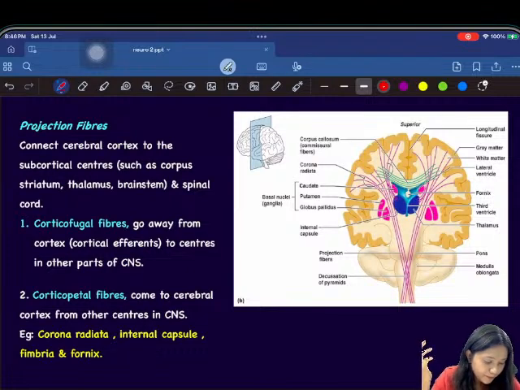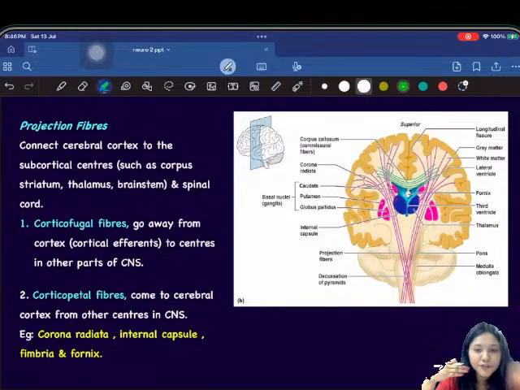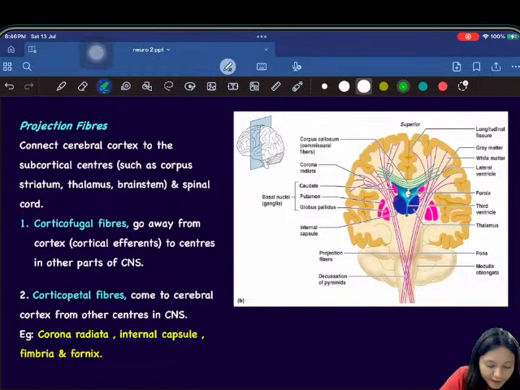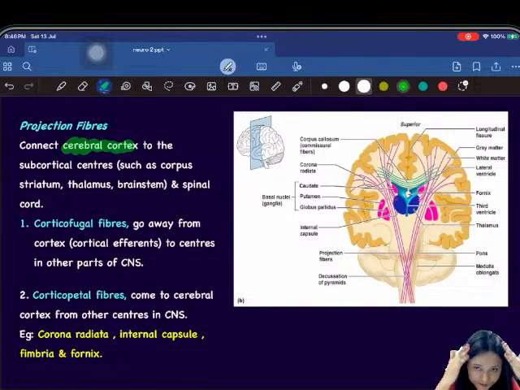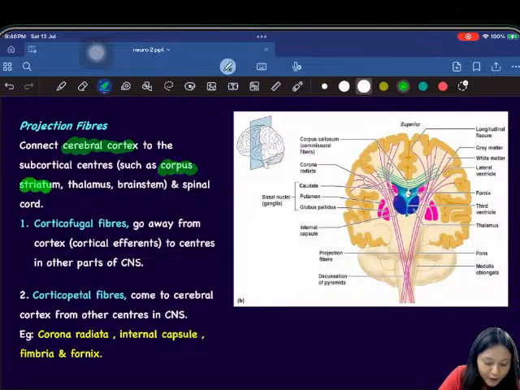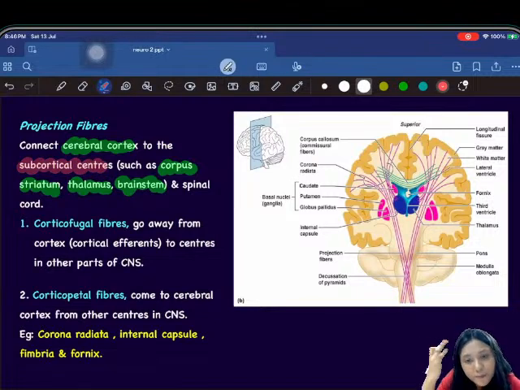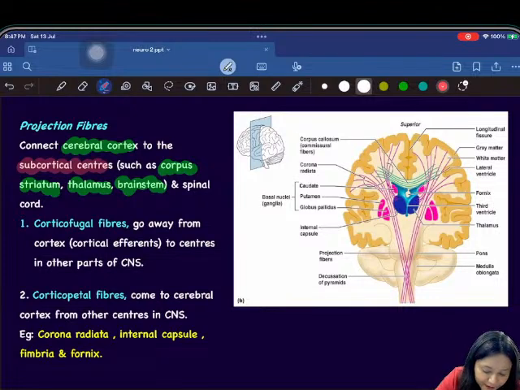Let us come to the projection fibers. Now what do you mean by projection fibers? Projection, as the name suggests, is going to project somewhere. So this is going to connect the cerebral cortex to the subcortical centers. Just below the cortex you have certain centers like your corpus striatum, the thalamus, and the brainstem. These are the subcortical centers. So fibers that connect the cerebral cortex to the subcortical centers and the spinal cord are called projection fibers.